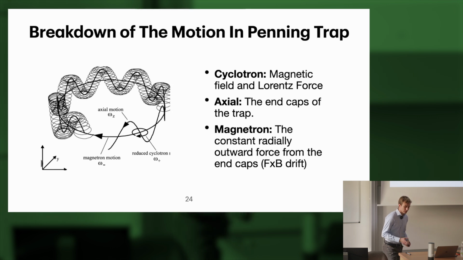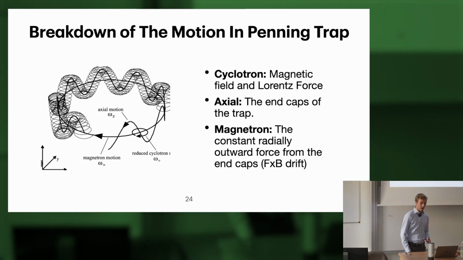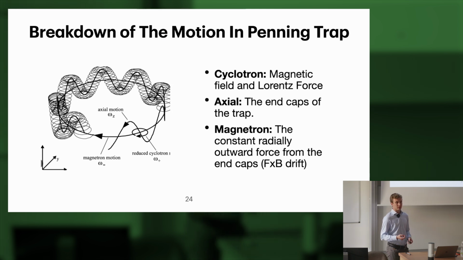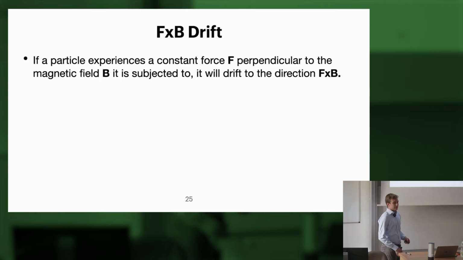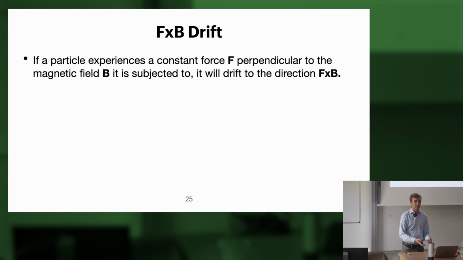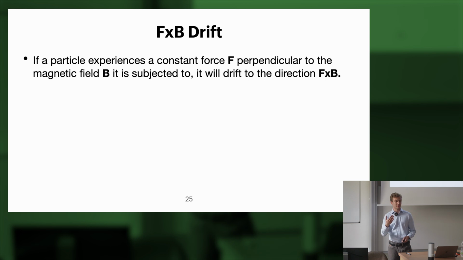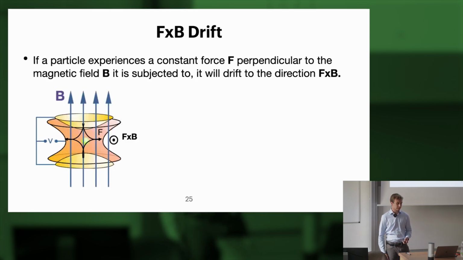And the magnetron motion is actually caused by a little bit more complicated setup, the constant radially outward force from the end caps. And that is also known as the F cross B drift, or if you have heard of the E cross B drift, the F cross B drift is the E cross B drift divided by the charge of the particle. So F cross B drift, you can read this, but if a particle is subjected to a constant force F, perpendicular to the magnetic field it is subjected to, it actually drifts in the direction F cross B.